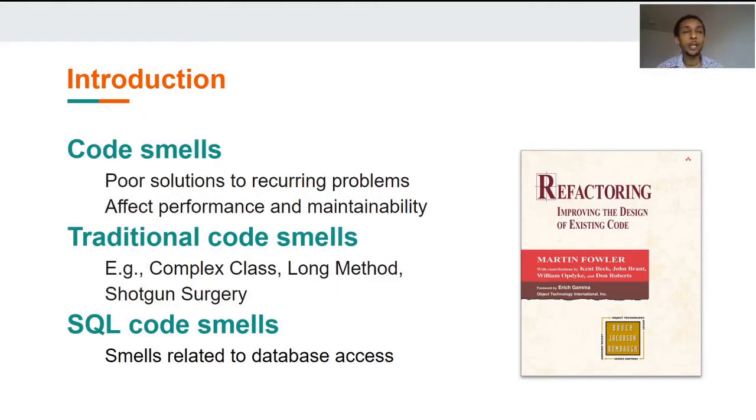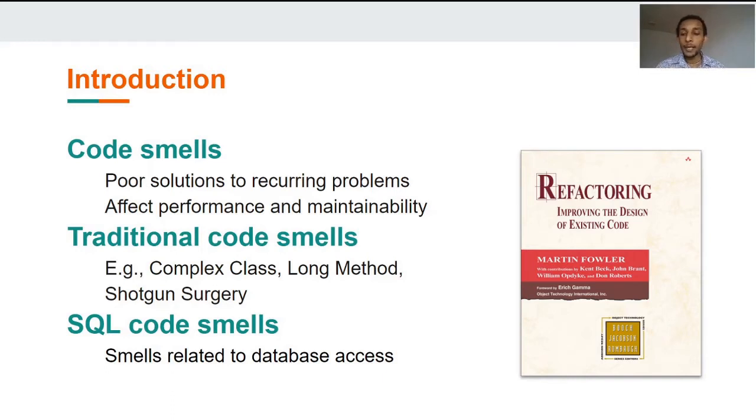So code smells are poor solutions to recurring problems that could have an impact on performance and maintainability in the long run. There are different examples of code smells such as complex class, long method, shotgun surgery. There are more than those smells which are discussed in different information sources. One of them is the Refactoring book by Martin Fowler.